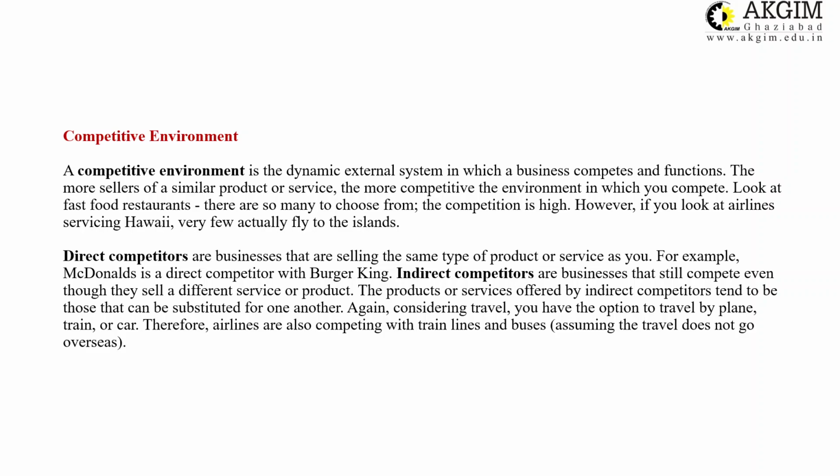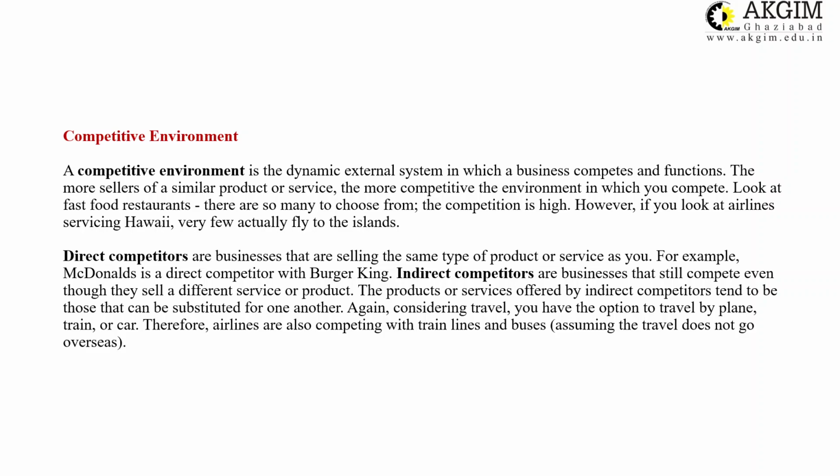Direct competitors are the rivals or businesses dealing in the same type of product and service in which we are dealing. For example, McDonald's is a direct competitor of Burger King. Indirect competitors are rivals to your business that are not in direct competition but may indirectly impact your business.